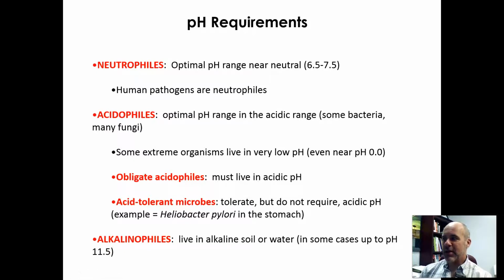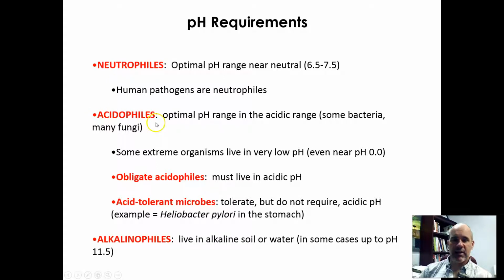You enjoy or must grow in an alkaline type of environment. So neutrophiles, the optimal pH range, about 6.5 to 7.5. Hopefully you remember from your A&P classes that most human body fluids have a pH of 7.35 to 7.45. So that's within the neutrophile range. So most human pathogens are going to be neutrophiles.